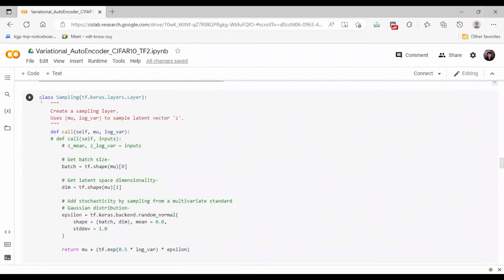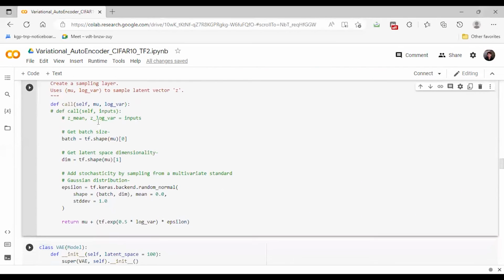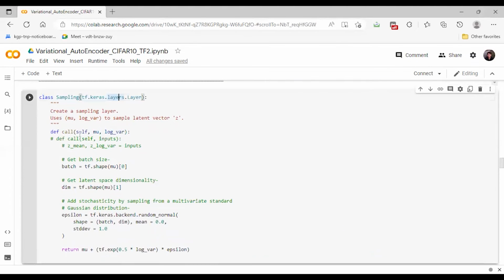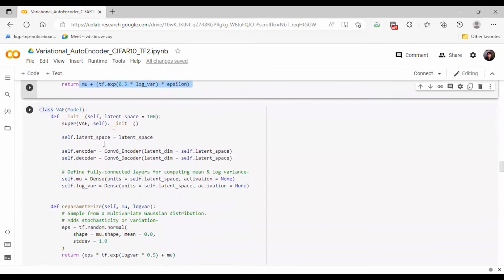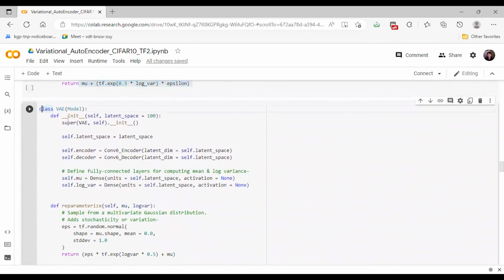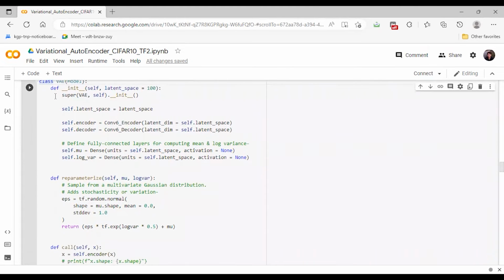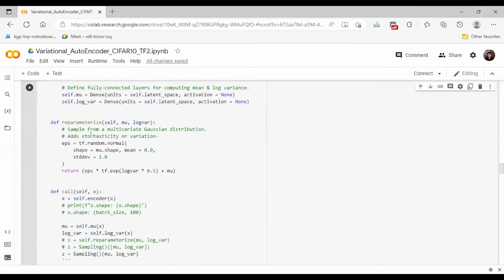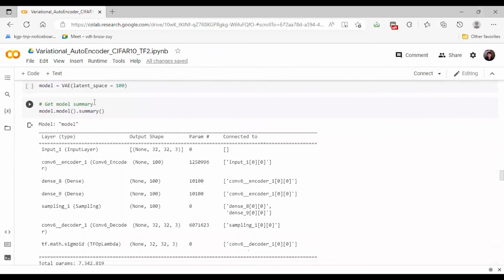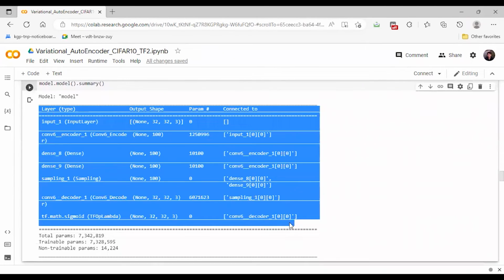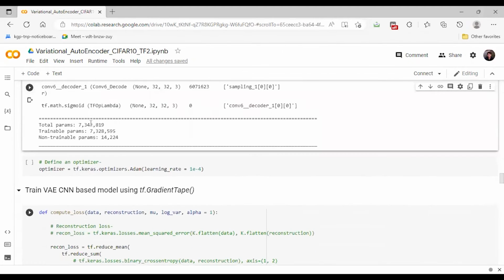For the gradients to pass through, this is the sampling methodology. That is the reparameterization trick. We sample an epsilon and then transform it using this. Now to combine all three, encoder, sampling, and decoder, we create a class that is VAE, a subclass. This is the model summary, that is the VAE summary, consisting of all three blocks.